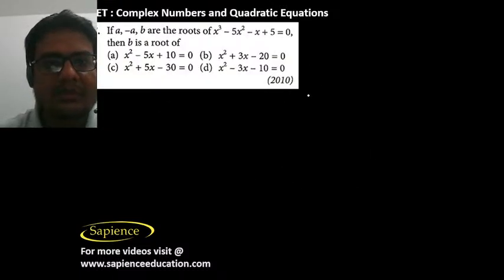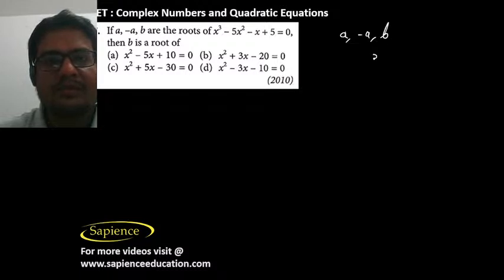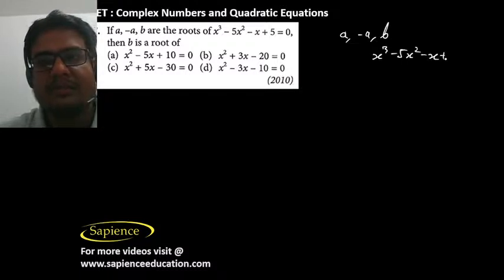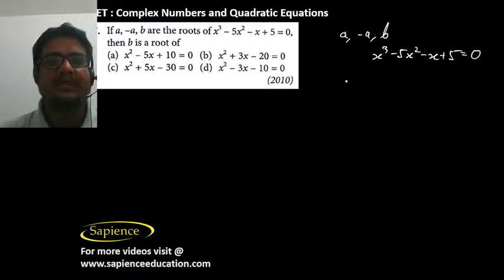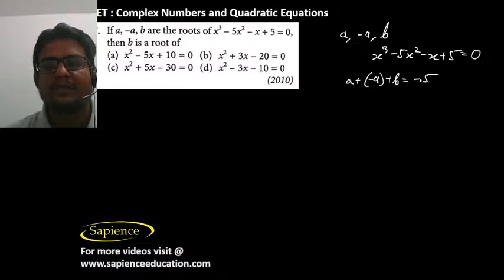Okay, so we shall solve the next question. Suppose minus a and b are the roots of x cube minus 5x square minus x plus 5 equal to 0, then b is a root of what? So here the sum of the roots, that is minus a plus a plus b, is equal to minus of minus 5, that is minus b by a, which is 5. So b is equal to 5.